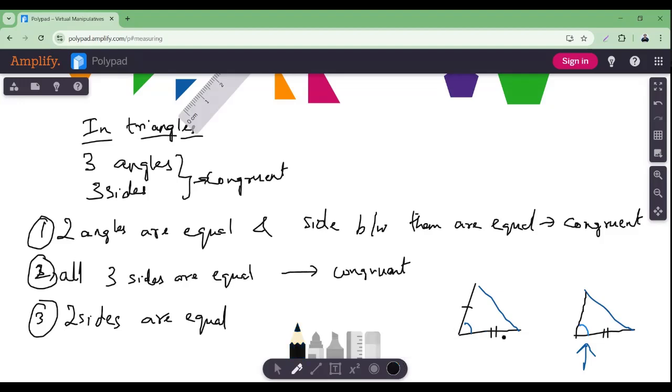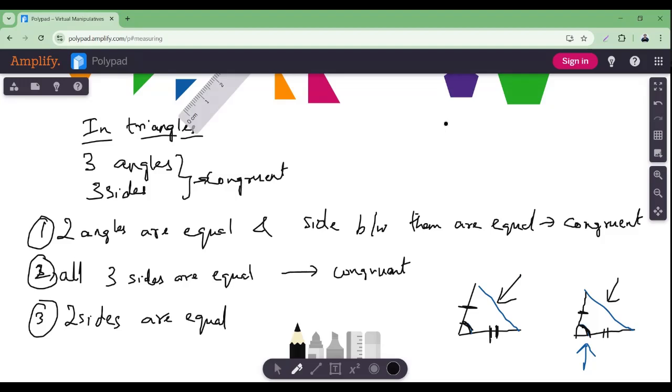The tilt also is the same and the side length is also the same, right? These two sides I know, and the tilt, the angle between them, that also is the same. When that happens, what happens? The third side, whatever it is, it's okay, no problem, because it will be congruent only.